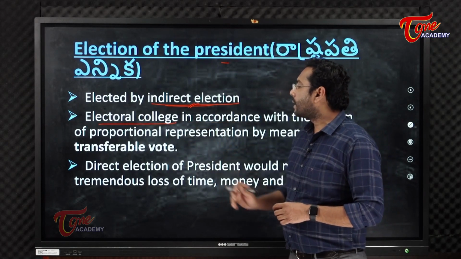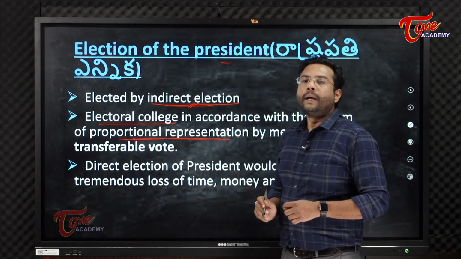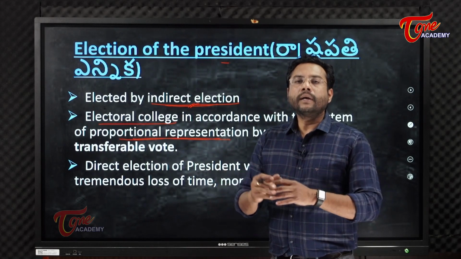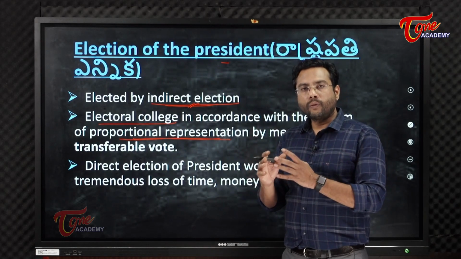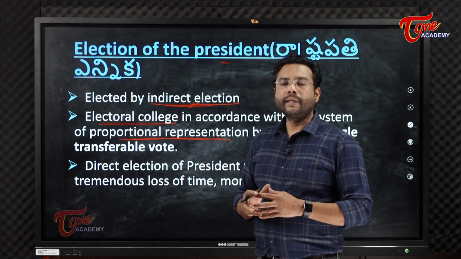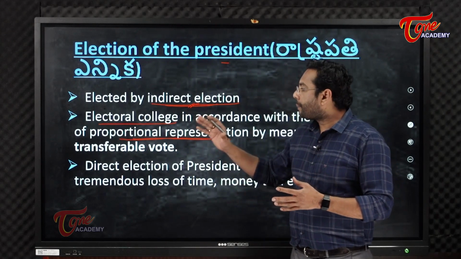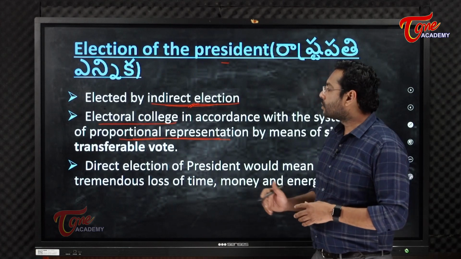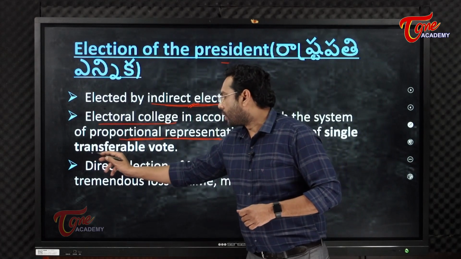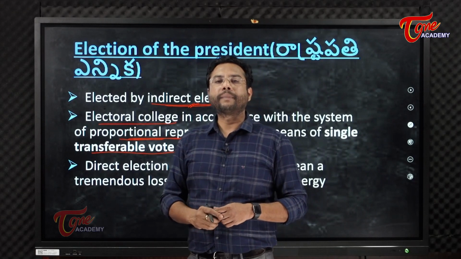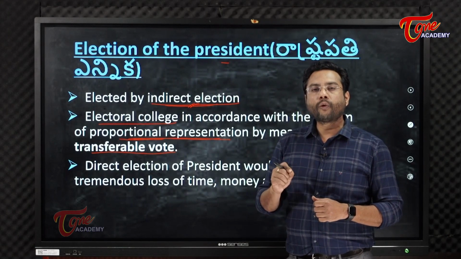So the election will occur according to proportional representation. We have a system called proportional representation, where all the elected members will represent. Members of parliament and members of legislative assembly get elected by a constituency, and the constituency has the people. So we elect the president on the basis of proportional representation, and we also have a system of single transferable vote. Every person in the electoral college will have only a single vote, but that vote is transferable.